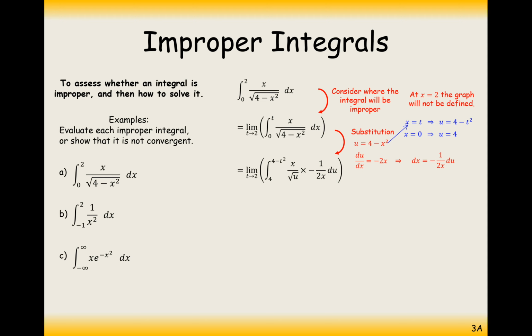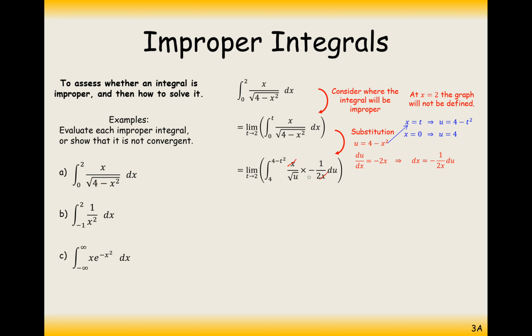So this is what you get in the next stage of your workings out. You can see the boundaries have changed. The x on the top of the integral is still there. I'll then divide by the square root of my substitution and then multiply that by what you substitute dx with, and that's minus 1 over 2x du. The x's on the top and the bottom there will cancel out.